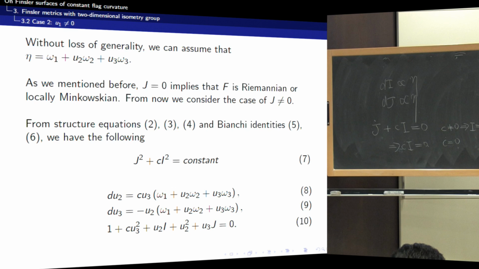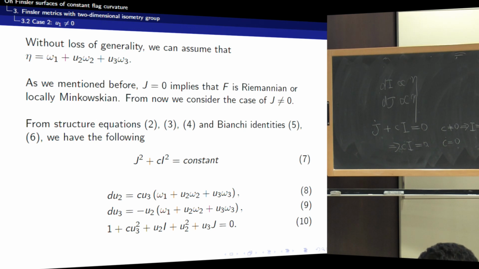From the structure equations 2, 3, and 4, and the Bianchi identities 5, 6, we have the following identities. The first one: J square plus C I square equals a constant, and dU2 equals CU3 eta, and dU3 equals minus U2 eta. And this equality: 1 plus CU3 square plus U2 I, this is the main scalar, plus U2 square, and U plus U3 J equals 0.